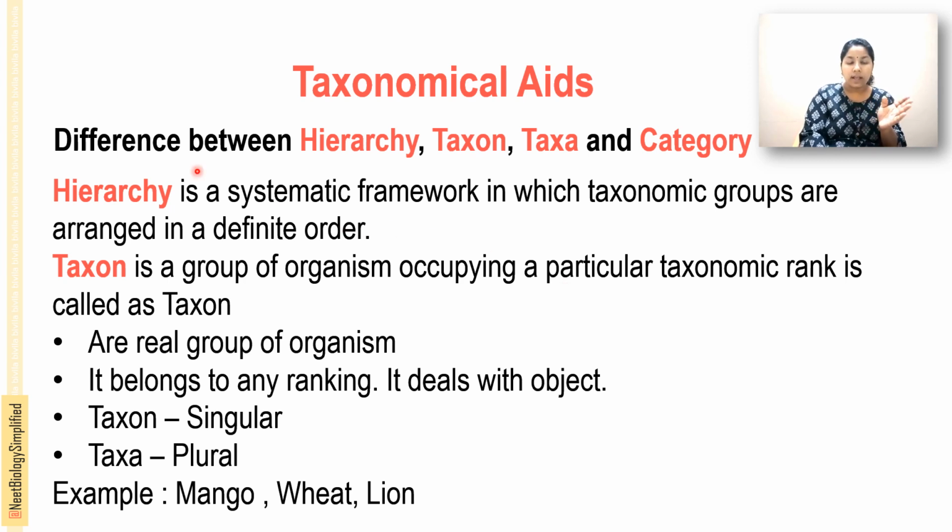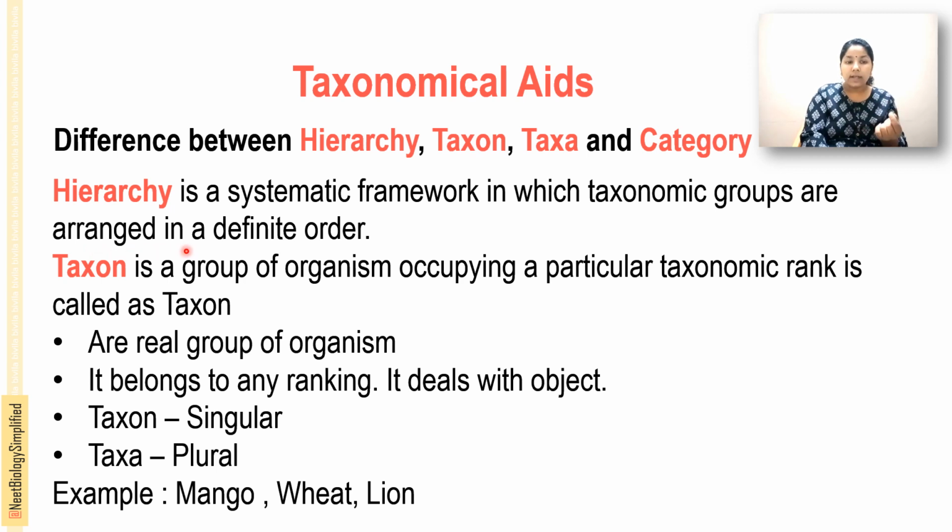Hierarchy, as I told in the previous video, is a systematic framework in which taxonomic groups or taxa are arranged in a definite order. Simply, we can say that all categories together constitute the hierarchy. Taxonomic hierarchy is a group of categories, that is phylum, division, class. All these together form the hierarchy.